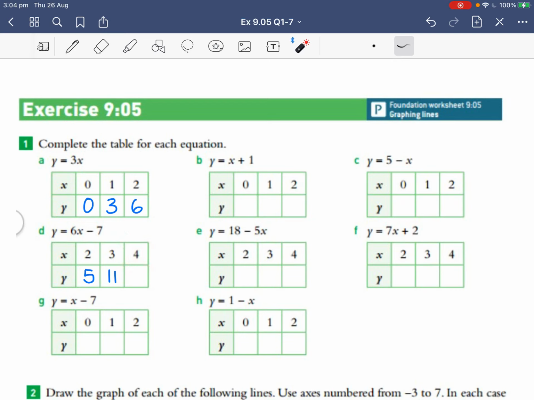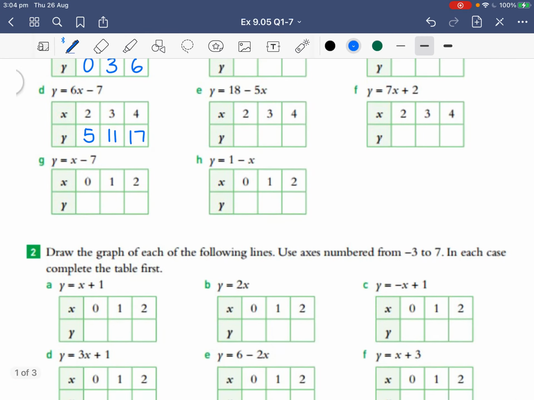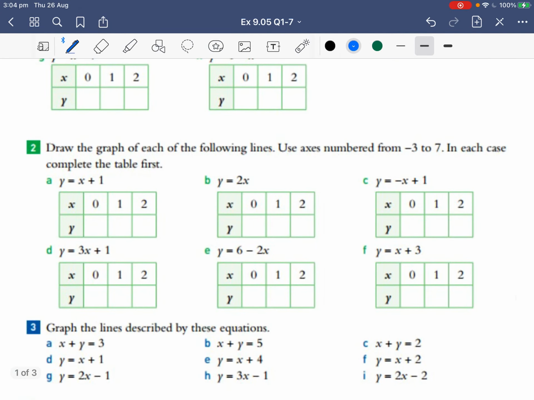And finally, for our x value of 4, to get our unknown y value, we substitute 4 into where our x is. So we'll have 6 times 4 minus 7. Now you can put that into your calculator and it will give you the answer, or you can go that 6 times 4 is 24 minus 7. So 24 minus 7 is 17. And that is our answer there. So have a go at doing the rest of those tables.